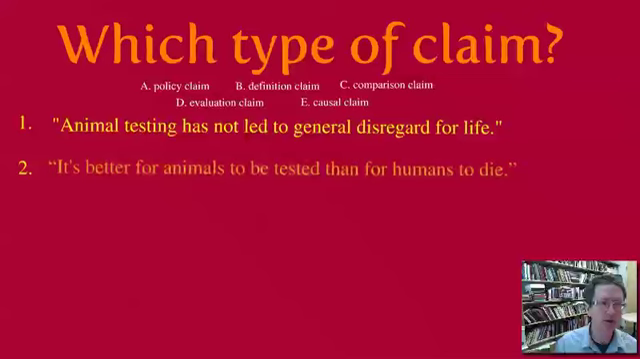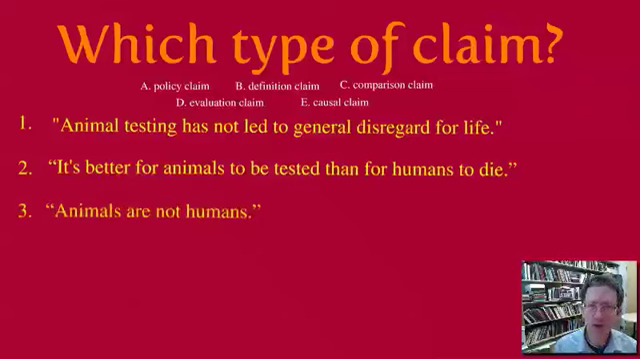Okay, here's number 2. It's better for animals to be tested than for humans to die. Which type of claim? What are you going to say it is? Number 3. Animals are not humans. Gee, what kind of claim is that? I'm scratching my chin. Those are the 5 types up above and there they go.